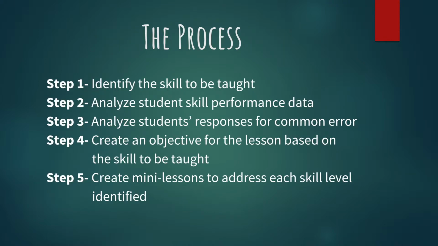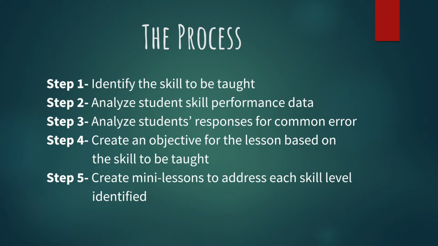So what's the process? It's similar to the previous differentiation processes with a couple of twists. So we want to identify the skill to be taught, analyze the skill performance data. We want to analyze students' responses for common error. So what is causing the students to remain in the skill level that they are at for the particular skill? If we address that in our instruction, we can avoid just reteaching everything. We can correctively instruct. Step 4, you create the objective.